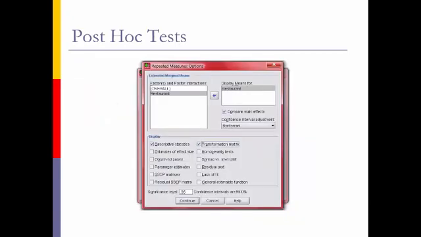You're going to have to pull up the options screen. And here you can move restaurant over. And when you pull this down, you either have the option of Bonferroni or Tukey. Go ahead and select Bonferroni. Don't forget to compare the main effects. And also ask for descriptive statistics.